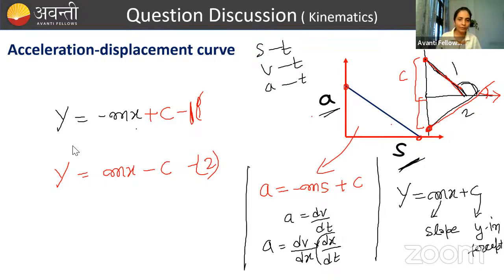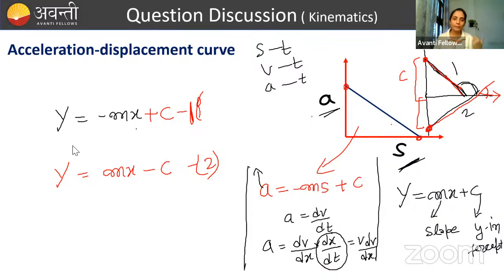So now, if we are taking dx by dt together, it will become velocity. So v into dv by dx. Acceleration can be written something like that. So here you can express acceleration as v dv by dx, depending on what is the requirement of the question.